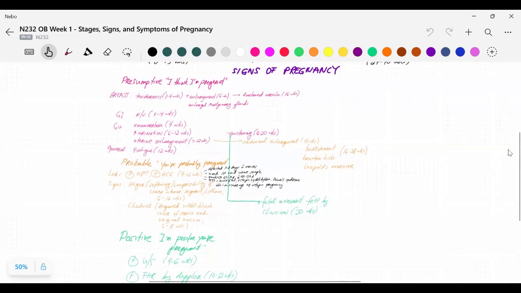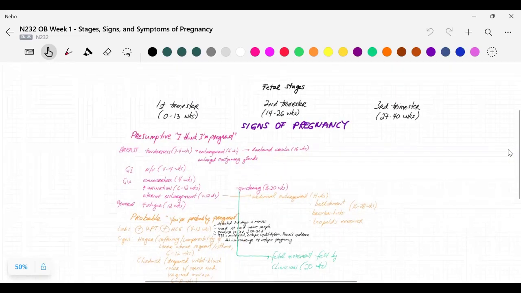So there's different signs of pregnancy. Okay, I'll make it bigger in a minute, but it's color coded for a reason. There are 3 signs of pregnancy: presumptive, probable, and positive. When we say that it's a presumptive sign of pregnancy, what we're saying is, oh, I think you're pregnant, but I'm not exactly sure. It could be something else, right? So it's just presumptive. We're presuming.